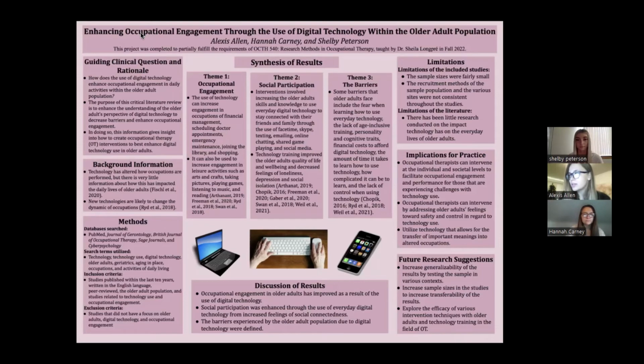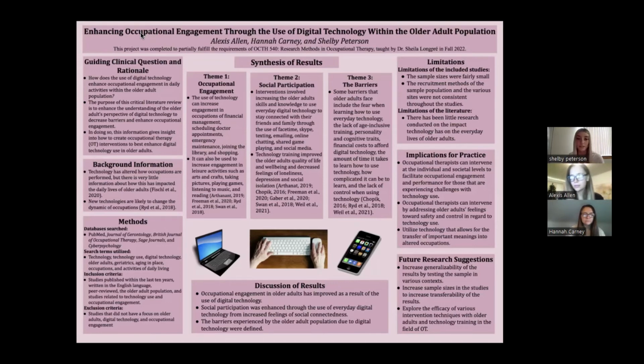Some barriers older adults identified include fear of judgment when learning to use digital technology, the lack of age-inclusive training, personality and cognitive traits, financial costs to afford digital technology, the amount of time it takes to learn how to use technology, how complicated it can be to learn, and the lack of control when using technology. In summary, the results showed that occupational engagement in older adults has improved as a result of the use of digital technology. Social participation was enhanced through the use of everyday digital technology from increased feelings of social connectedness. The barriers that are experienced by the older adult population due to digital technology were defined.